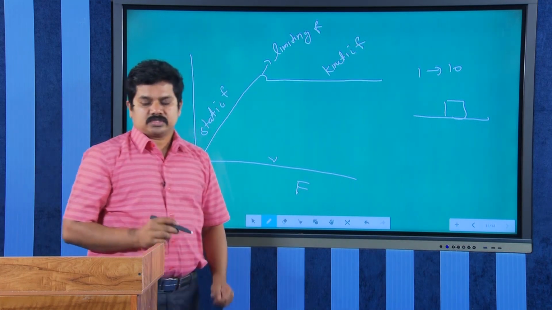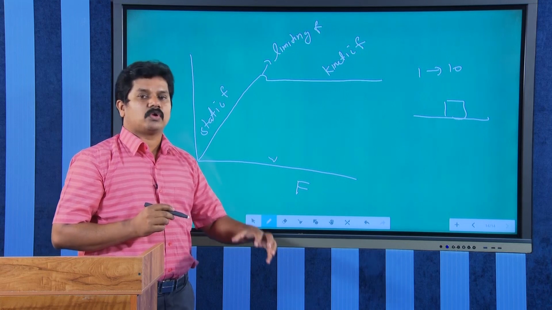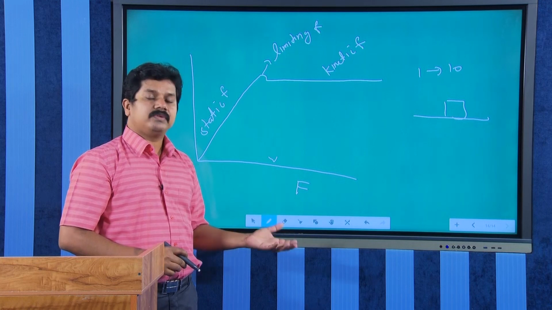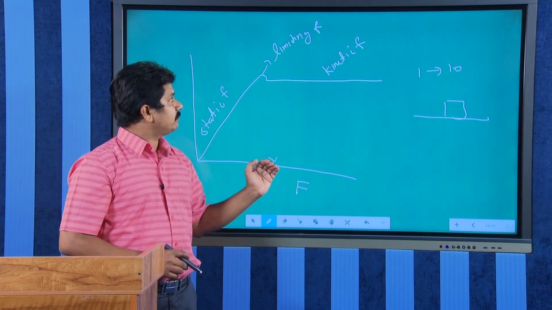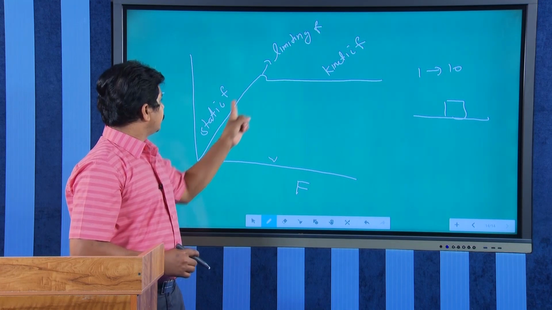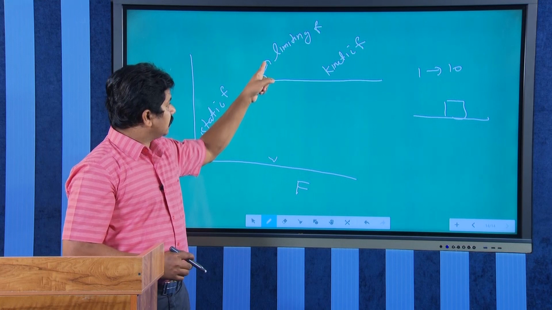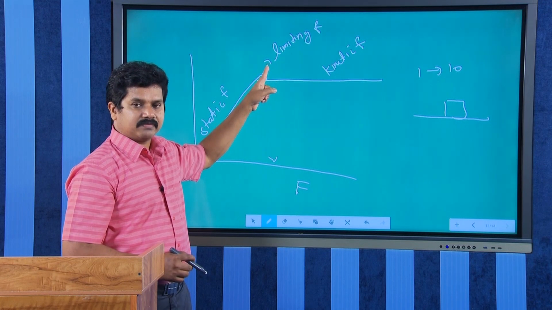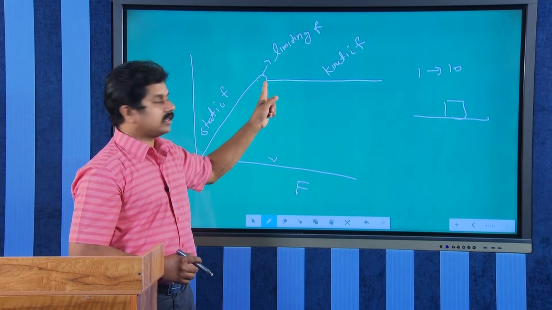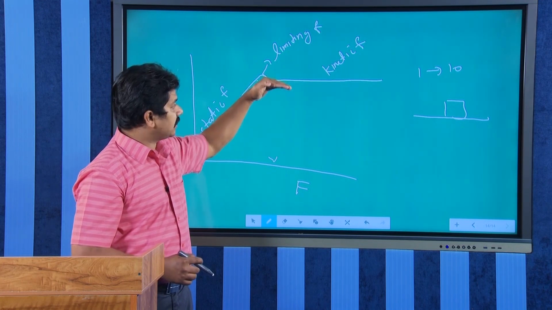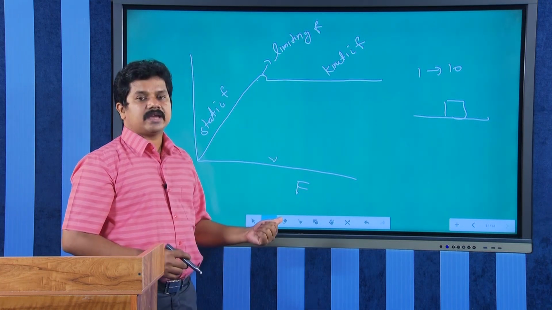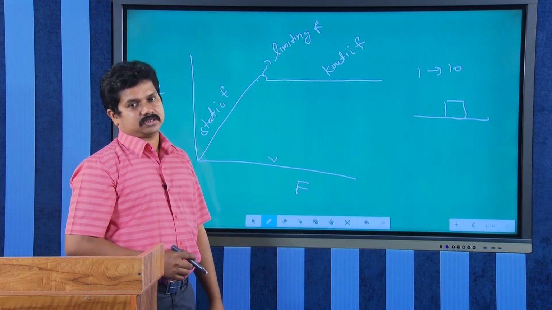Static friction is the frictional force acting on the block before the motion starts, and limiting friction is the friction just before the motion starts. From this point to this point, it is static friction. The maximum value of static friction is limiting friction. Once the motion starts, the friction will be slightly less than this, that is a small dip over here, and after that the frictional force remains constant. That is called kinetic friction or sliding friction.